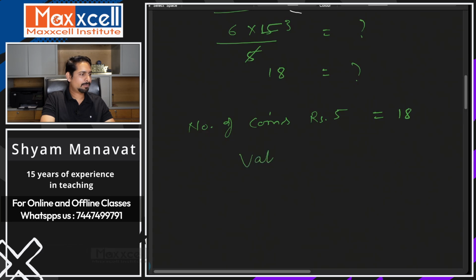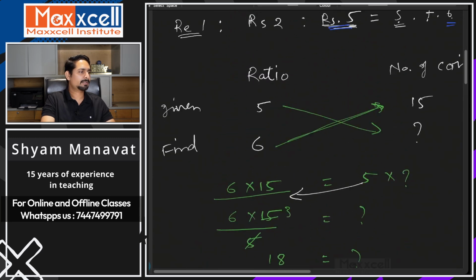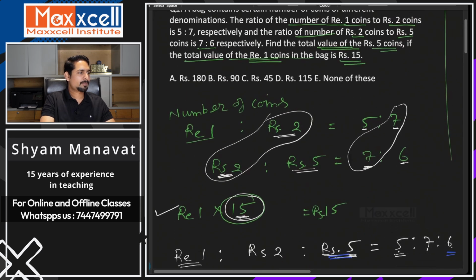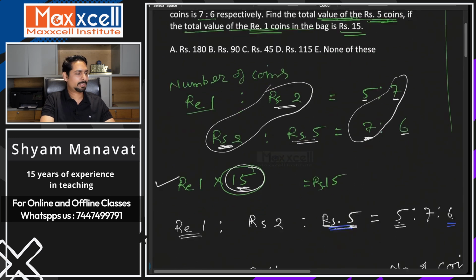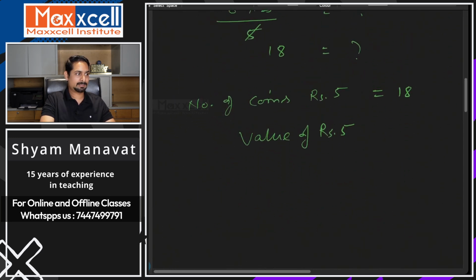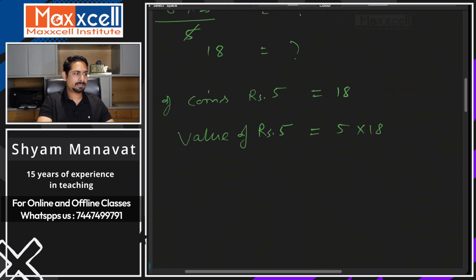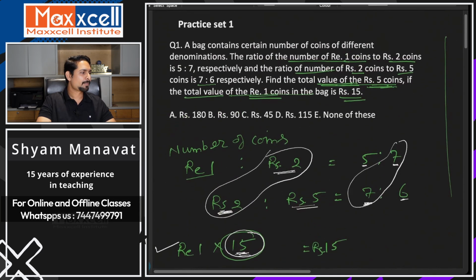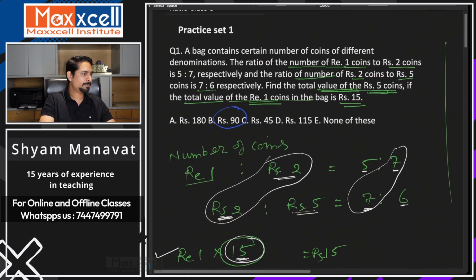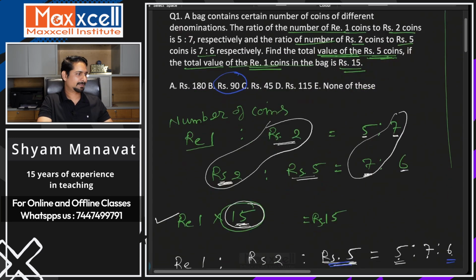What do we need to find out? We need to find out the value of coins, the value of rupees 5. This is the question. Find the value of rupees 5 coin. So if the number of coins is 18, then the value of rupees 5 coins should be 5 into 18, right? If you got 18 coins of rupees 5, how much value will it make? 5 into 18, right? That will get you 90 rupees. I'm sure you got the same answer. So here we have rupees 90. That's your first question answer.